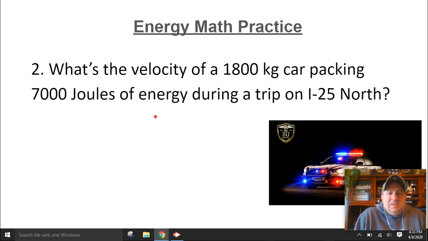Number 2, what's the velocity of an 1,800 kilogram car packing 7,000 joules of energy during a trip on I-25 North? It's asking you the velocity. Okay, so keep that in mind. It's giving you mass and it's giving you kinetic energy because the car is moving. It's also giving you this little hint here that you're going on I-25 North. And we know that when we have a velocity, we need the numbers, the units, and we also need a direction for velocity. So that's why it has the north piece on there. So go ahead and pause now and work out this problem.